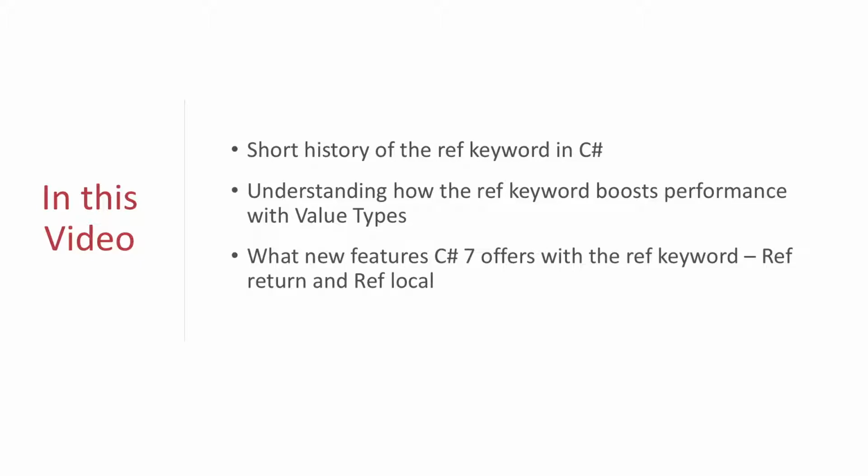In this video, first we will look at the history of the ref keyword, then we will discuss how you can combine value types with the ref keyword to make your code faster. After we understand the benefits of the ref keyword, we move on to two specific C# 7 features, which are ref return and ref local. After this video, you will understand why the ref keyword is very useful in combination with value types, and you will also understand the possible performance benefits of the new ref return feature.